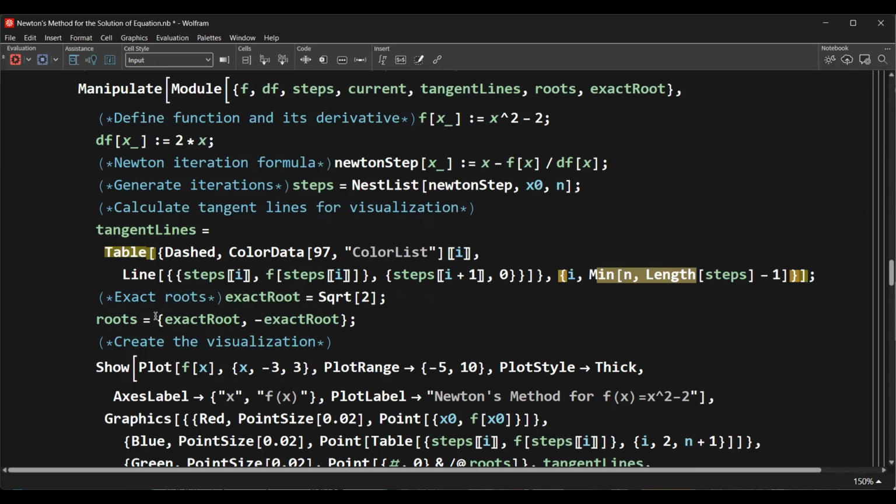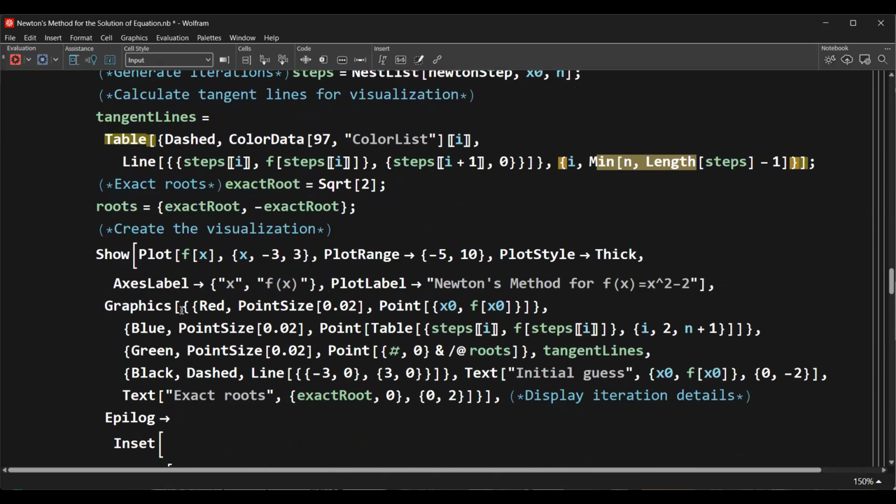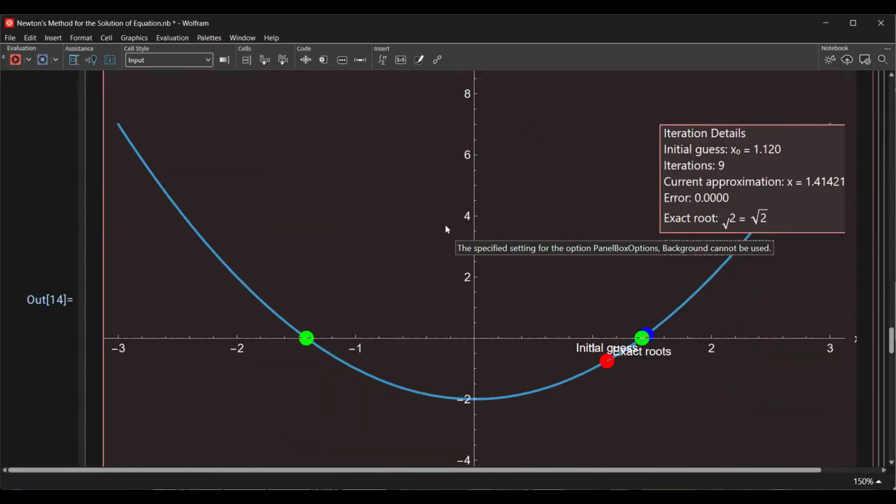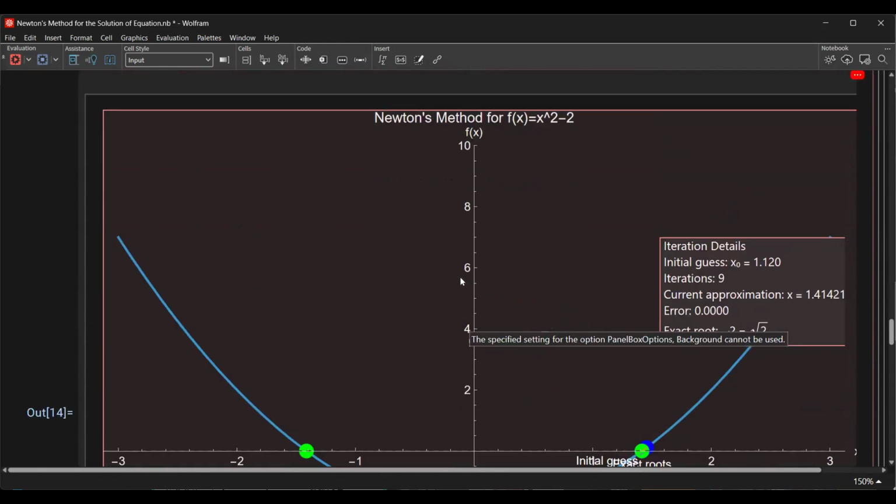Then we have the roots here. We have the two roots here, the exact roots, positive exact roots, and negative exact roots. And then we have to show here the plot. So our plot here is f of x. So our f of x here is equal to x squared minus 2. So we have the values of x here from negative 3 to positive 3. Then we have the plot range here from negative 5 to 10, like this one. So from negative 5 to 10 here.